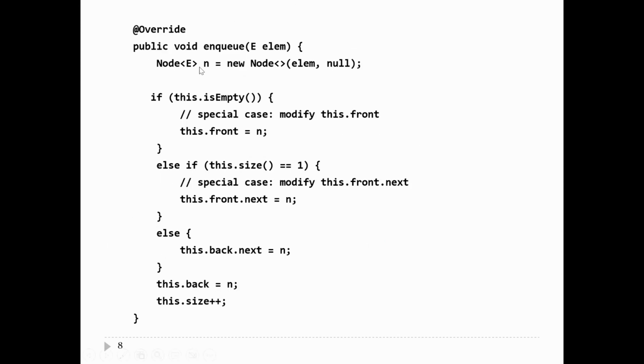Okay, so here's enqueue. I make my new node and store the element in the new node. Now the new node is going to be the back node, so its next field points at nothing. There's nothing after the new node, so we set that to null. Okay, ignore the special case for now, and ignore the first two.